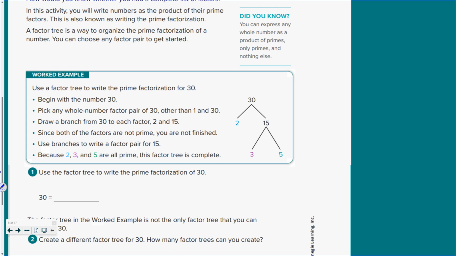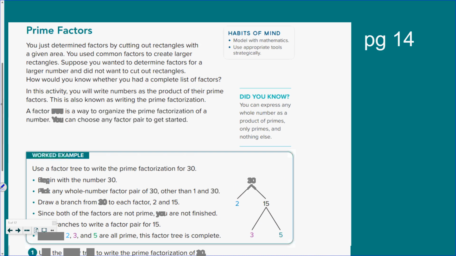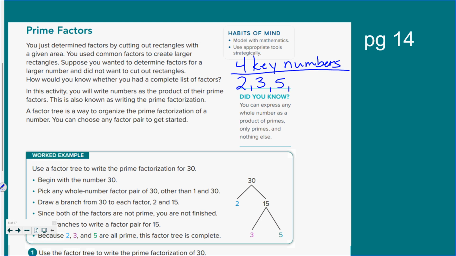So, for us to do this, we're actually going to talk about this a lot this year, but right in this area right below where it says habits of mind, I want you guys to write this. 4 key numbers. In math, especially when we're doing stuff like factors, prime factorization, any type of GCF, LCM, any type of simplifying, there are 4 numbers that are really critical for you to understand, being able to break things down. Those 4 numbers are 2, 3, 5, and 7.